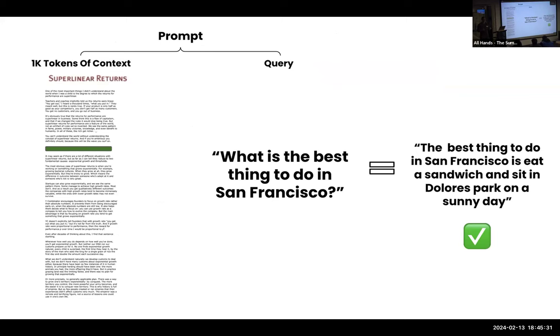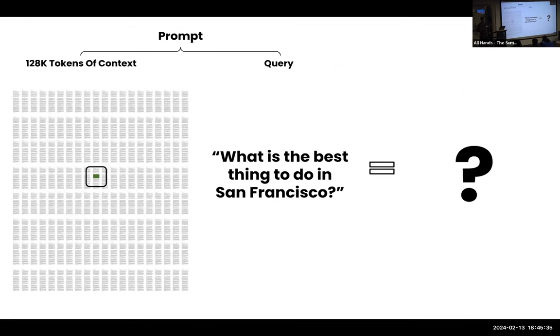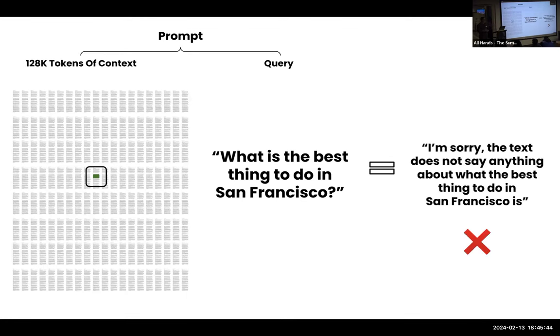That's pretty awesome. Now, we go to the other side. What will it do with 128,000 tokens of context? We ask it the same thing. We put in the same fact, we ask the same question, and we throw it in there. And it says, I'm sorry, the text does not say anything about what the best thing to do in San Francisco is.